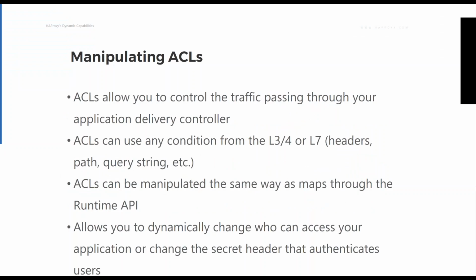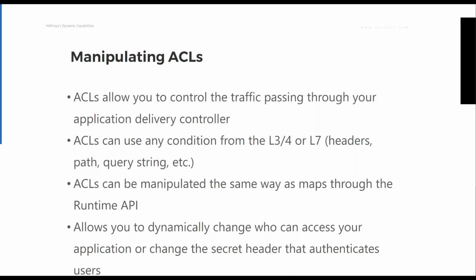What the Runtime API also allows you to do is to manipulate ACLs. So ACLs are access control lists. Access control lists allow you to control the traffic passing through the application delivery controller, be it with any condition from layer 7, like any of the headers, like maybe you want a host header, or maybe you have an authorization header that should have a specific value to allow your traffic to hit the backends. Or it can be used with even lower layers like layer 3 or 4, or something in between like SSL information.